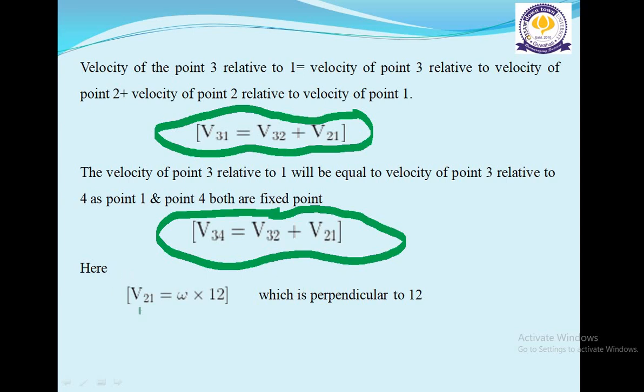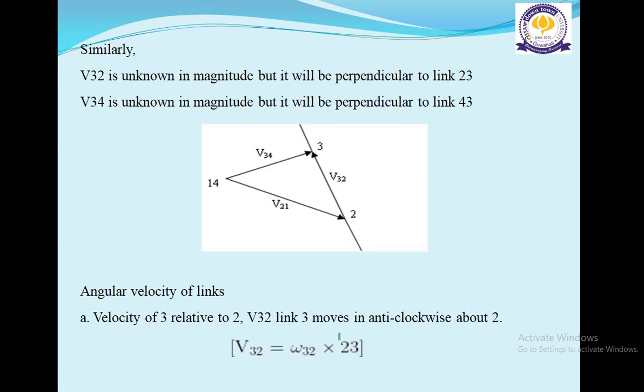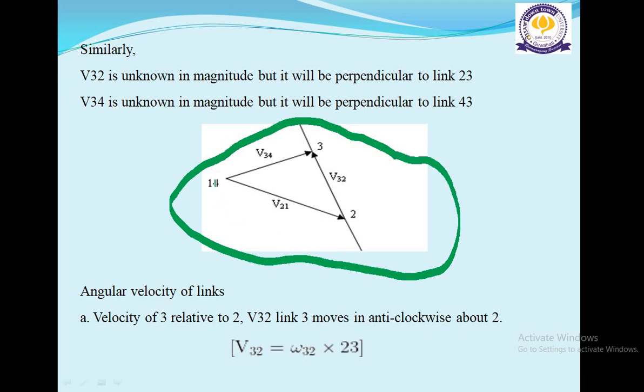Here V21 is equal to omega into 1,2, which is perpendicular to 1,2. Similarly V32 is unknown in magnitude, but it will be perpendicular to link 2,3. V34 is unknown in magnitude, but it will be perpendicular to link 4,3. So here you can see the velocity diagram. This is the fixed point 1,4. From here it is the point 2, so it is the velocity of 2 with respect to 1.